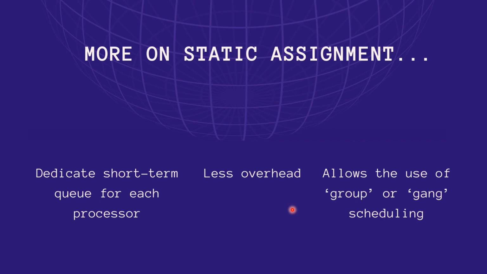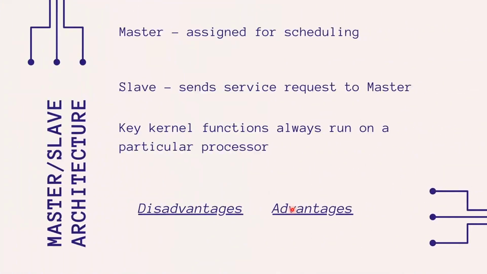Thank you for that brief but quite insightful explanation, Engineer Jordi. In a master-slave architecture, the master is solely responsible for the scheduling, while the slave sends service requests to the master. The key kernel functions always run on a particular processor. This approach can be disadvantageous because the failure of the master means the shutdown of the whole system. It also means the master can become a serious performance bottleneck. However, in some very primitive systems and applications, it can actually improve performance, though the primary advantage of the master-slave architecture is its simplicity.